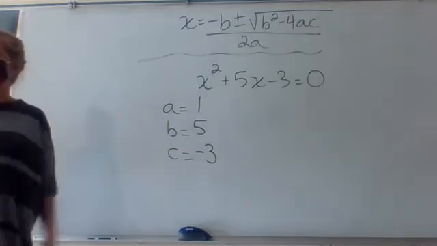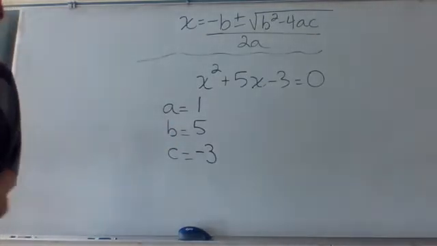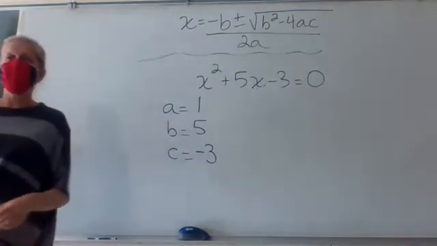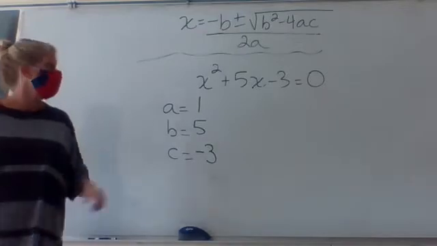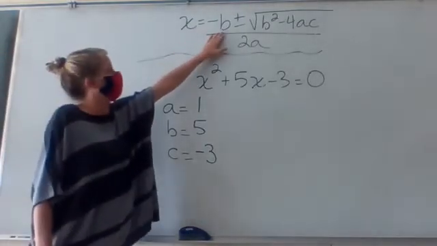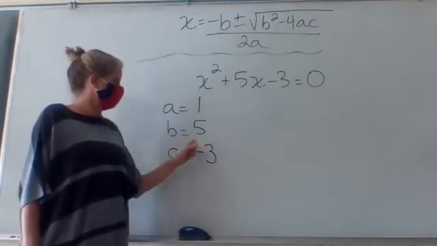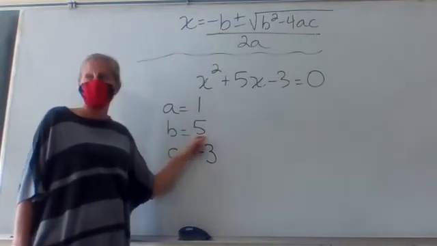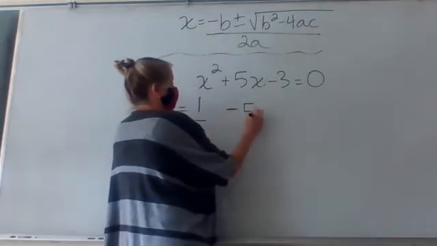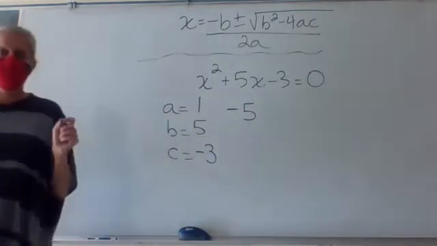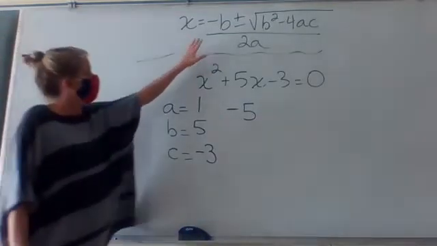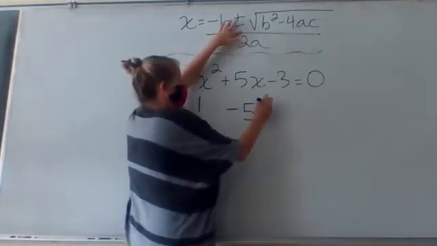Now that you have picked out your A, B, and C, you're going to replace the A's, B's, and C's in this formula with what number represents them. So let's see. What's the first thing I need? I need the opposite of B. So be careful here. Here's my B, which is 5, which means the opposite of it is going to be -5. So after the opposite of B, then I'm going to have that plus minus.